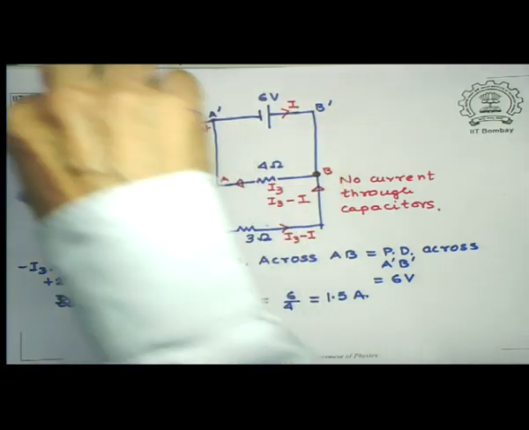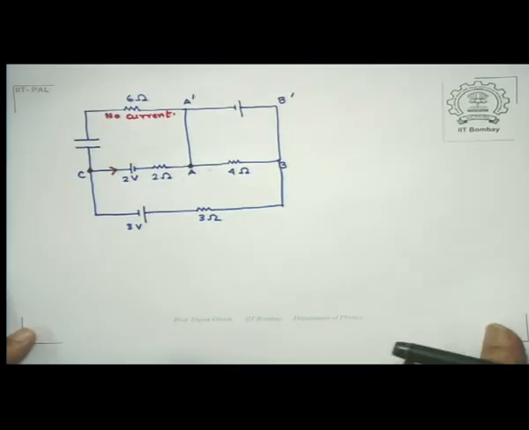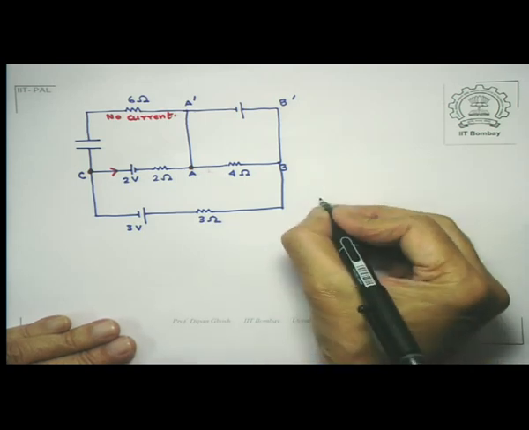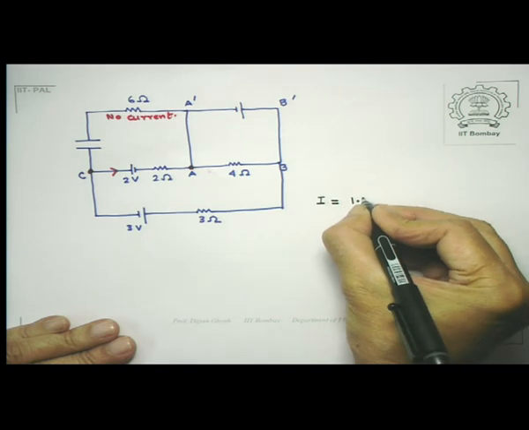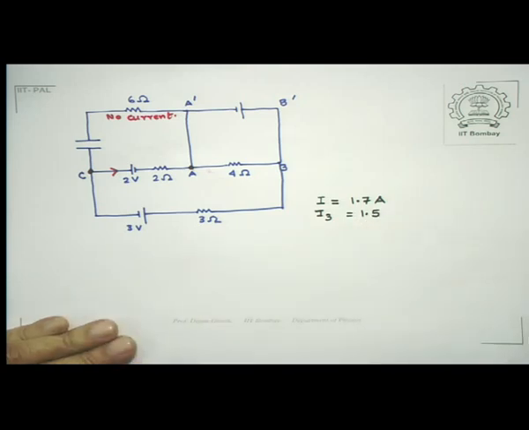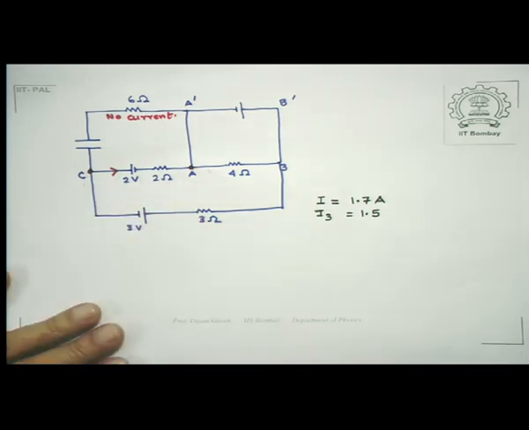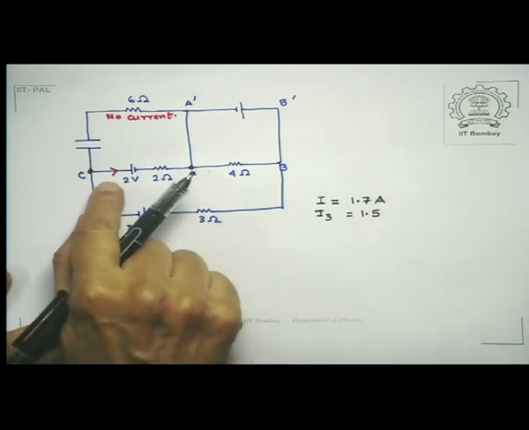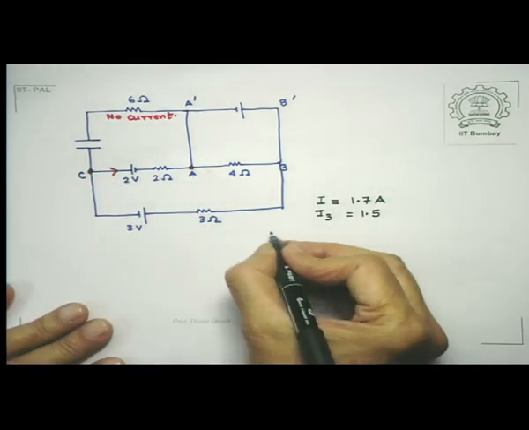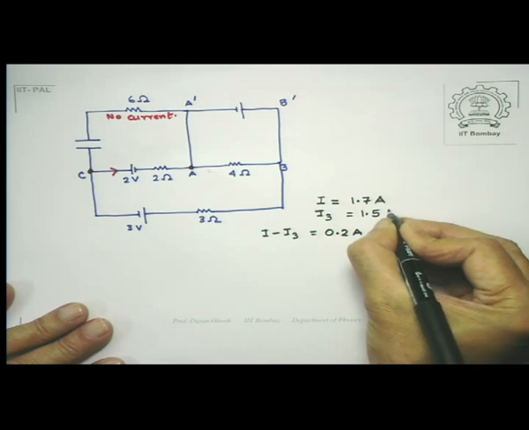Now, supposing I am interested in finding out what is the potential drop across these two. So let me redraw that circuit. And what we have shown is that the current I was equal to 1.7 amperes, I3 is 1.5 amperes. So therefore, the current in this section A to C, which was I3 minus I, is actually minus 0.2. So I have shown it as the direction opposite to what I took. So, in this section, I minus I3 amount of current, namely 0.2 ampere current, is passing.